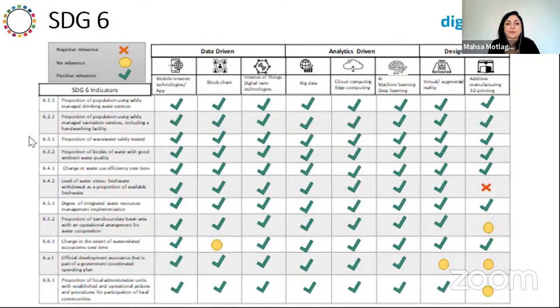Well, we started with developing a framework where we are focusing on one sector, such as water, looking at SDG 6 as the main source and the technologies on the other hand.